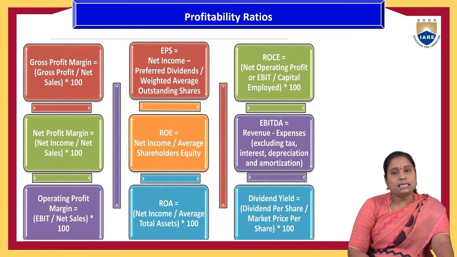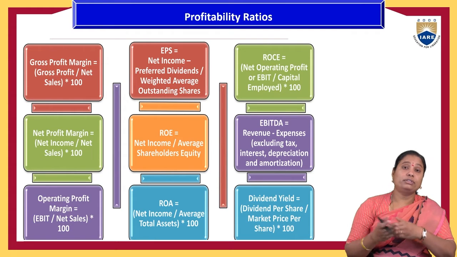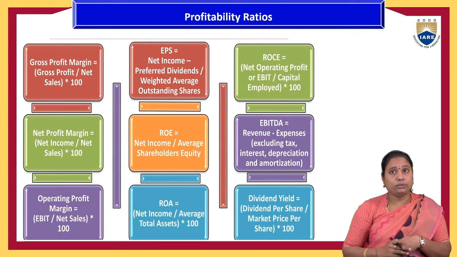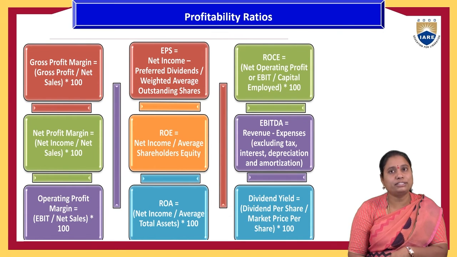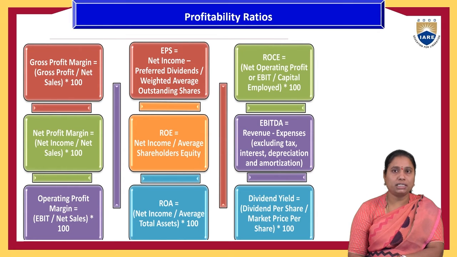There are some other formulas we can also use for calculating these profitability ratios. That is gross profit margin ratio: gross profit divided by net sales into 100, whereas the earnings per share is net income minus preference dividend divided by weighted average outstanding shares.